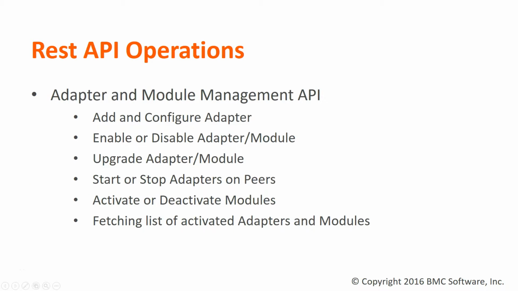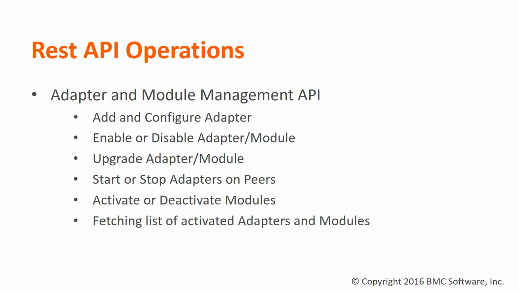Lastly, we have the Adapter and Module Management API, which allows us to add and configure adapters, enable or disable the adapter or module, upgrade adapters and module on the grid, start or stop adapters on the peer, activate or deactivate modules, along with fetching the list of activated adapters and modules to name a few. For the complete list of supported REST API operations, refer the BMC Atrium Orchestrator 7.9 product documentation.